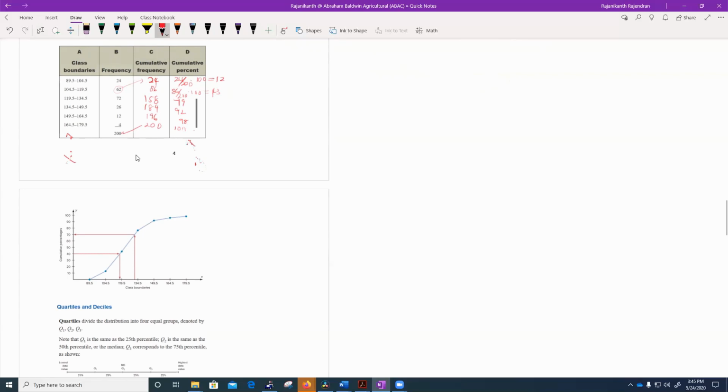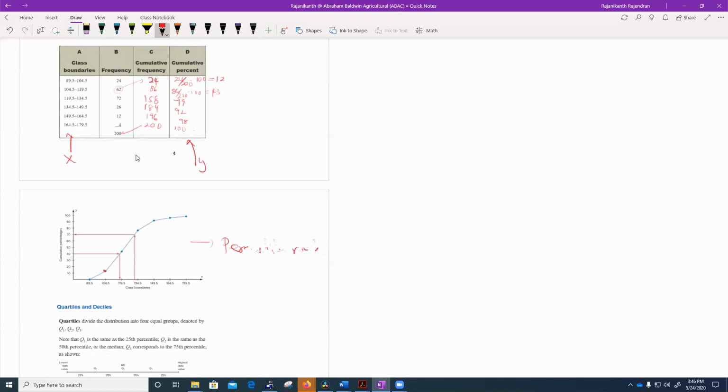So that is why in my y column I have up to 100, and my class boundaries are in my x. If you plot all the corresponding points, you will get something like that. Remember, this is going to be my first point from your table, because we always start with 0. 89.5 will be 0, and 104.5 will be 12 percent, right? And so on. So this picture will give you an idea about the percentile rank.